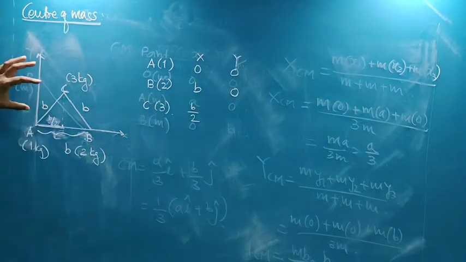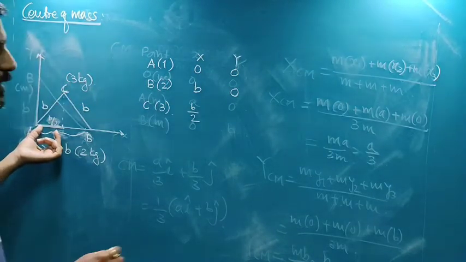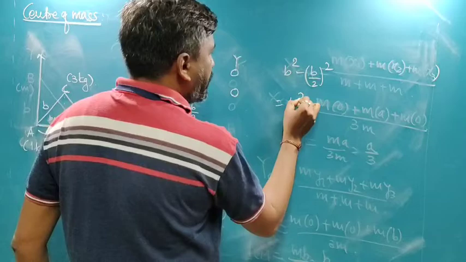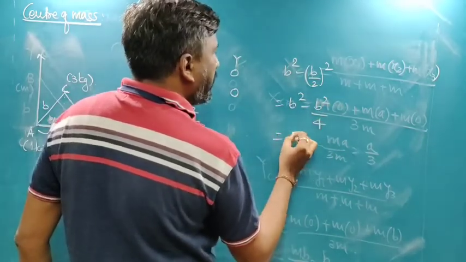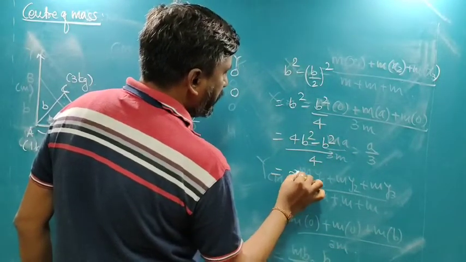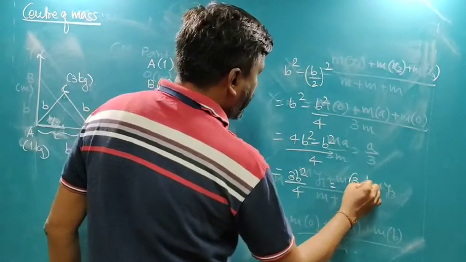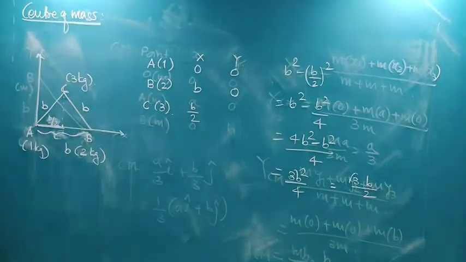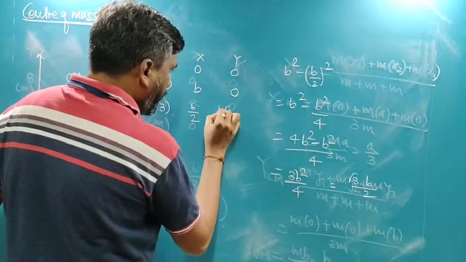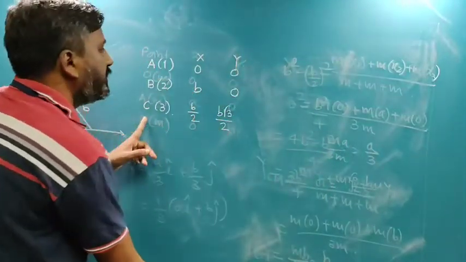This side is nothing but b square minus b by 2 whole square. So I will write here b square minus (b by 2) square. This is equal to b square minus b square by 4. It becomes 4b square minus b square upon 4, equals 3b square by 4. This is the square of the side, and the total value becomes root 3 times b by 2. This is my value. Okay, root 3 times b by 2. These are my coordinates of the point C.